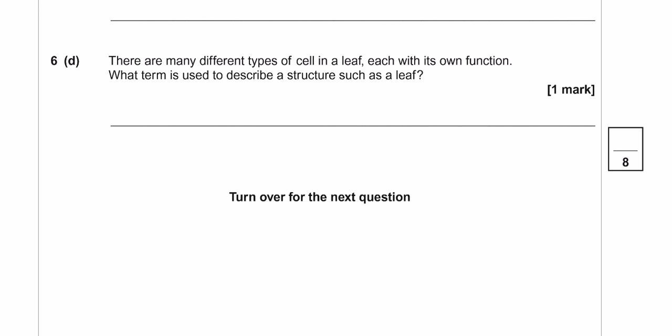Some varied answers for this. It says basically there are different types.